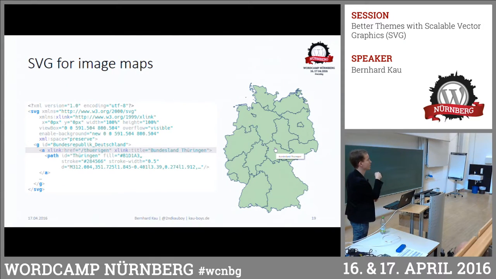Yeah, like here for the clickable areas? Yes. Yeah, as you can see here, it's a path. Yes. So like this path here, like the borders of Thüringen. No, the A tag doesn't have any size. It's just defining something you can click.